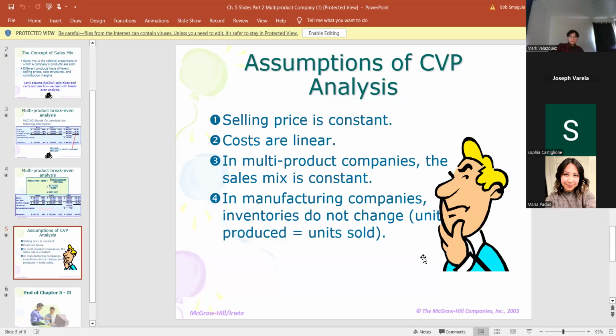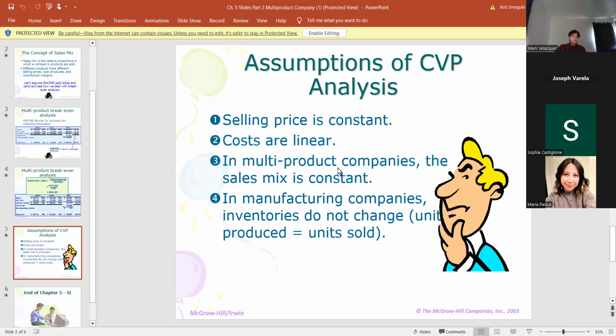Now, when we're doing this kind of work, they're just making a few notes here. We could have done this in the prior slides. Remember the CVP graph? The selling price is constant. We assume that. And so are variable costs. Variable costs are linear, meaning per unit they are the same, and they will result in a 45-degree straight line.